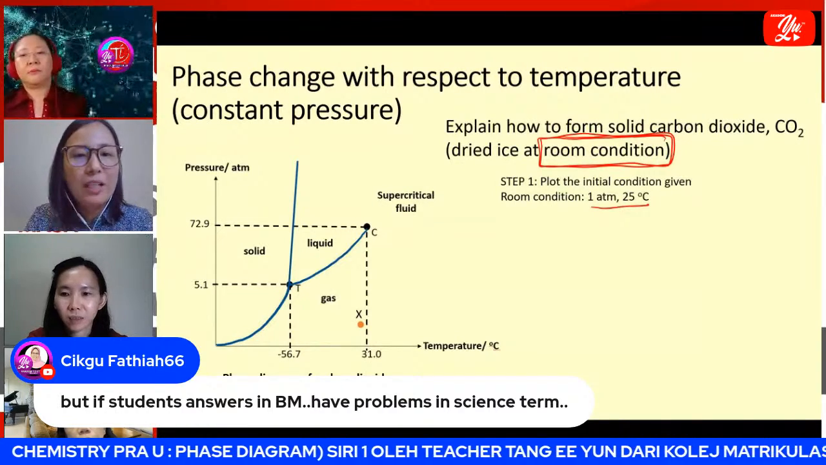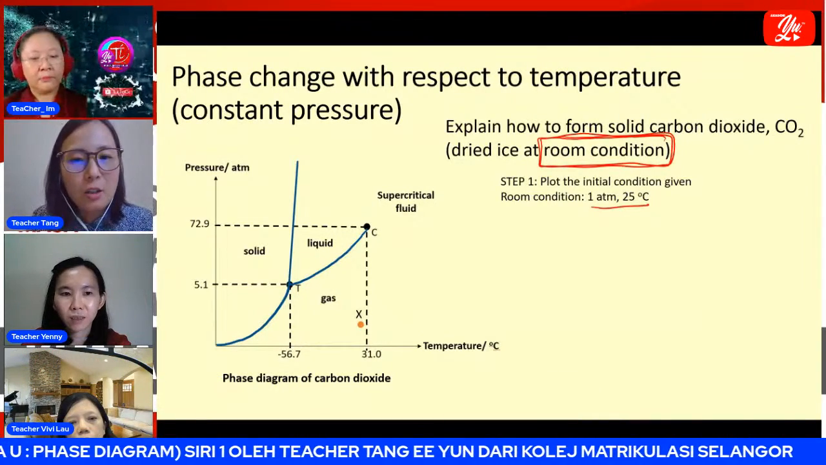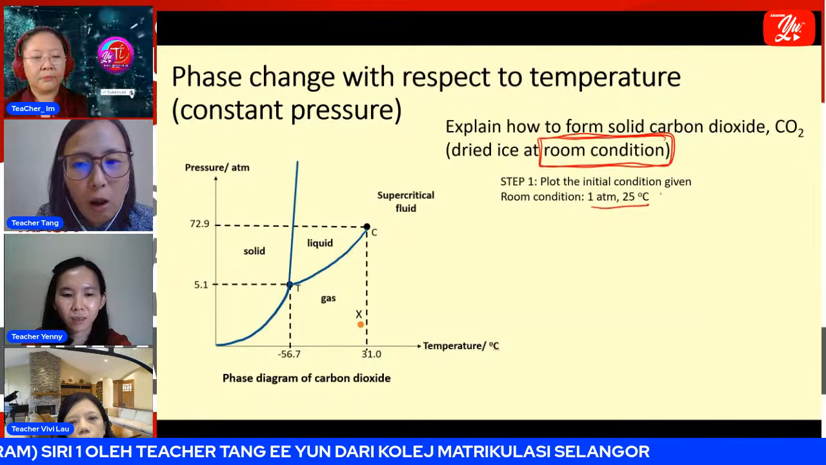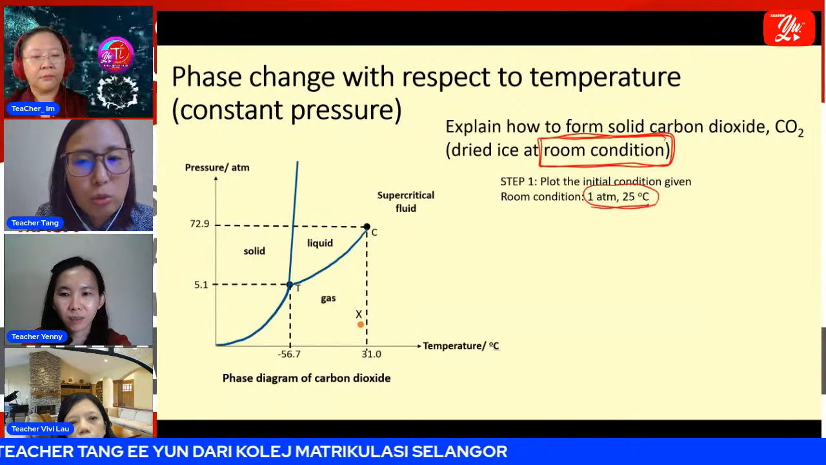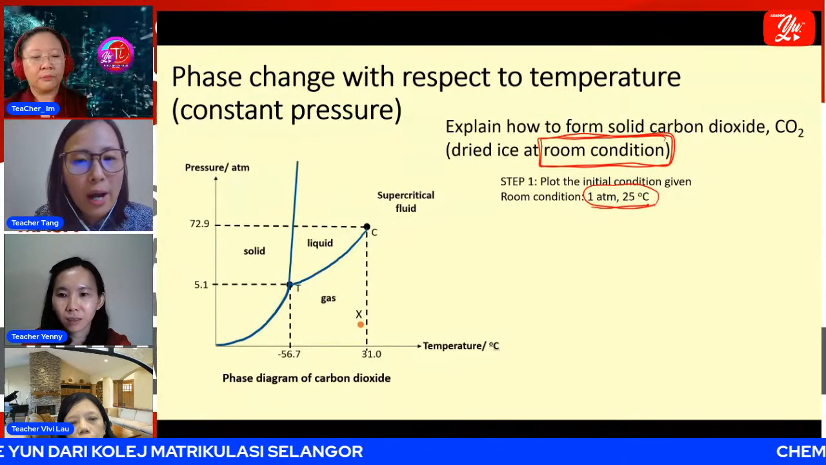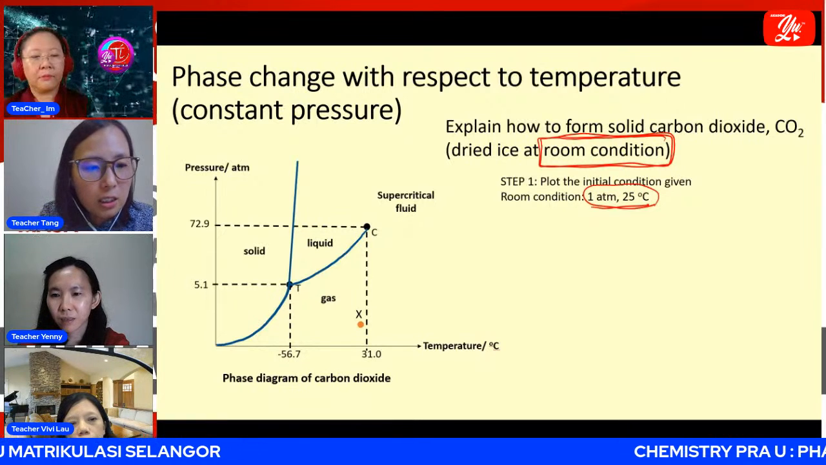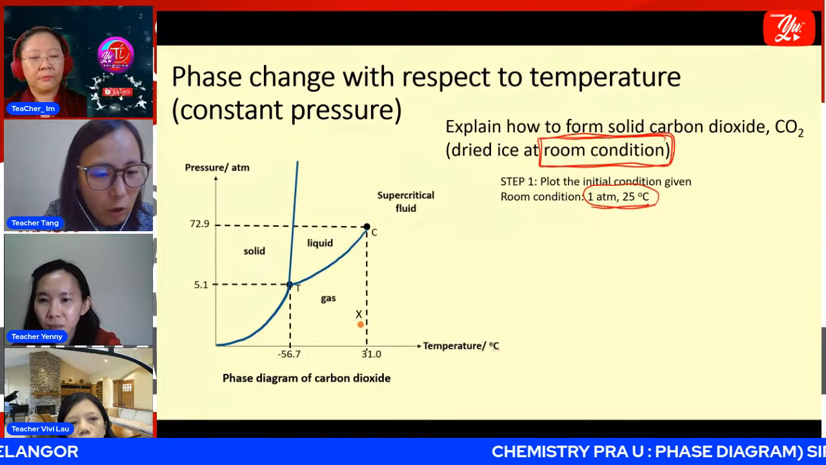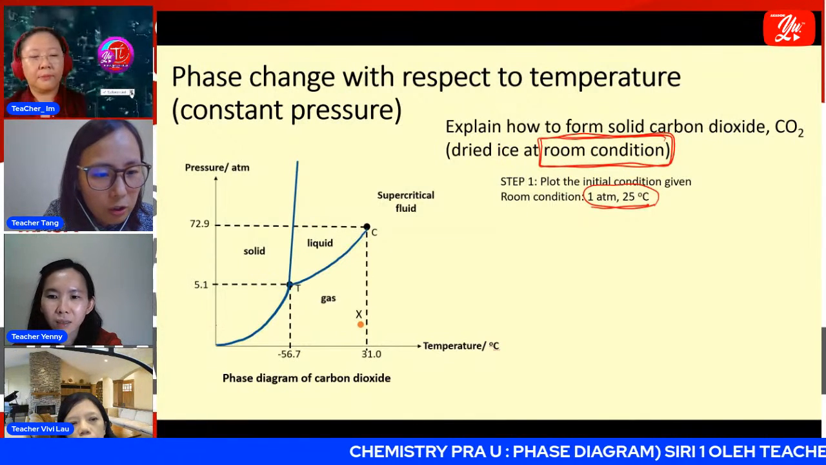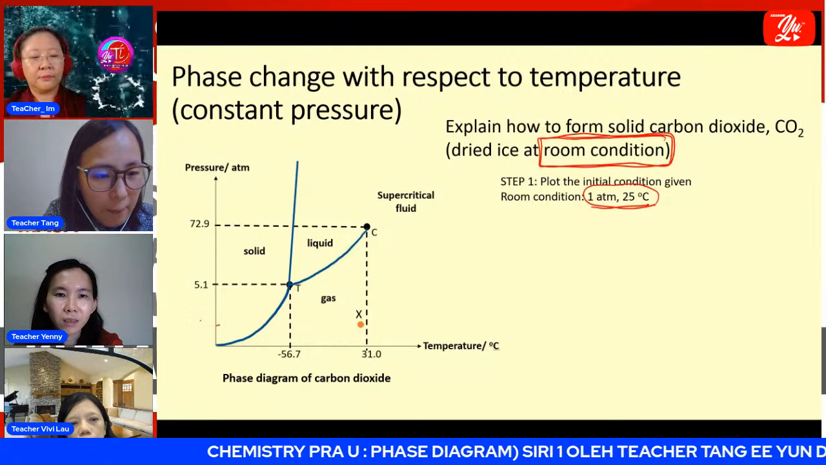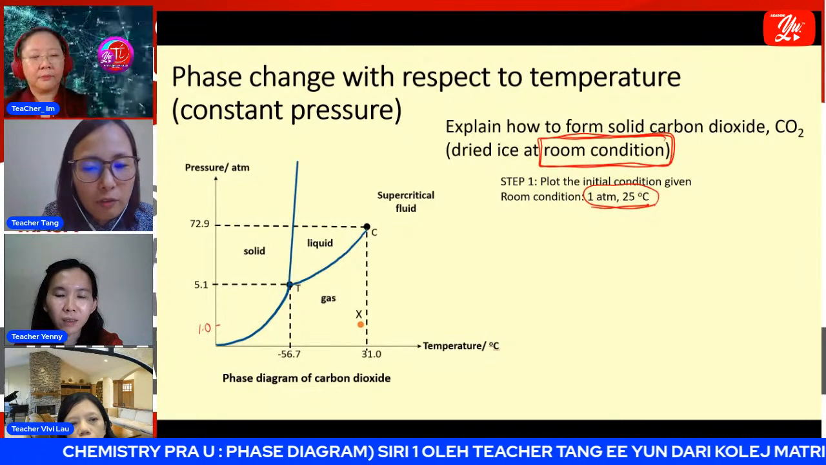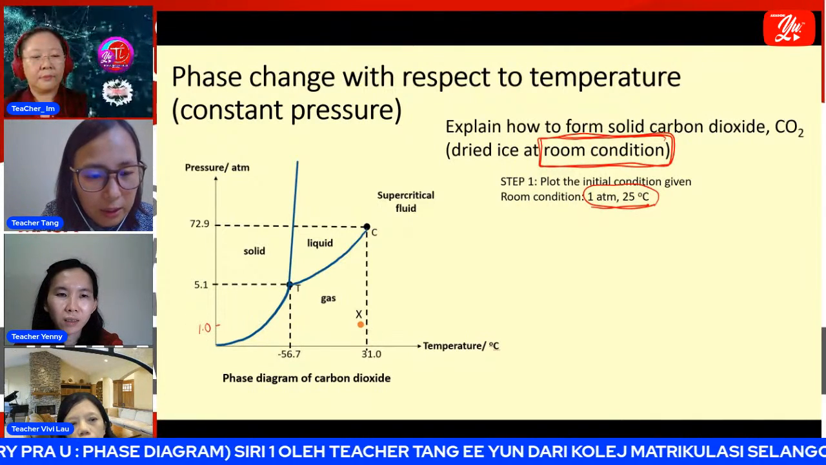So you have the phase diagram for carbon dioxide. Step number 1, you need to plot this condition into the phase diagram. So where is this condition? 1 atm is below the triple point, so you can assume it to be here, 1 atm. And then 25 degrees Celsius, so it's here.